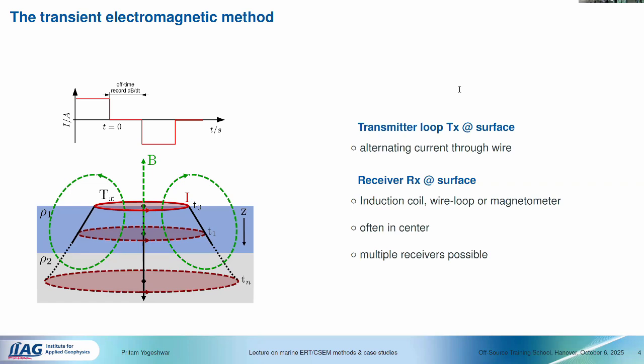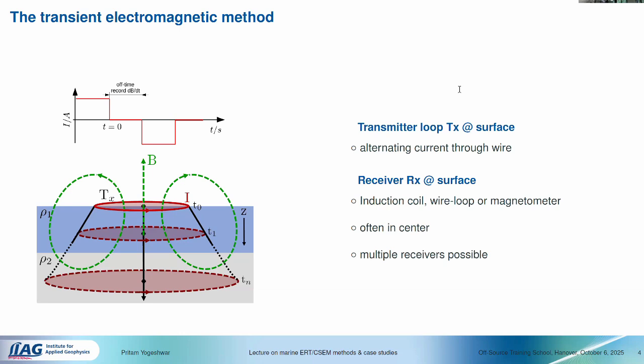So there will be eddy currents driven just directly under the loop, in the same direction as the external current which was in the loop, causing a magnetic field with the same sign. And that's the secondary magnetic field. And then this whole system of eddy currents moves downwards and outwards as time passes. So it diffuses downwards and outwards, and the secondary field also loses amplitude.